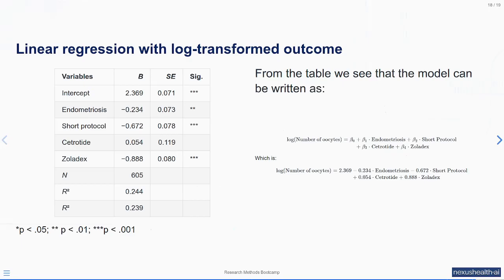From the table we see that the model can be written as the natural log of the number of oocytes equals beta naught plus beta 1 endometriosis plus beta 2 short protocol, beta 3 cetrotide plus beta 4 Zoladex. All we need to do is plug in these values into their corresponding variables. Beta naught is the intercept, so that's 2.369, and then 0.234 for endometriosis, and so on. These variables are represented by either 1 or 0. If there's endometriosis, this is a 1. If there's no endometriosis, this is a 0, so 0 times this cancels out. Essentially this is how the equation works.